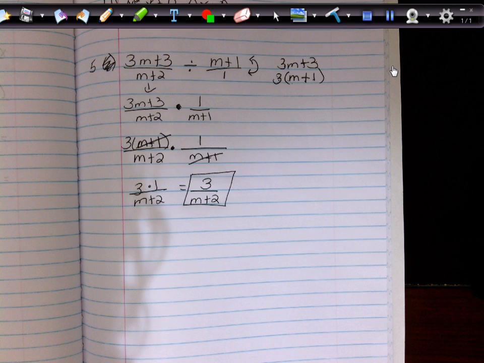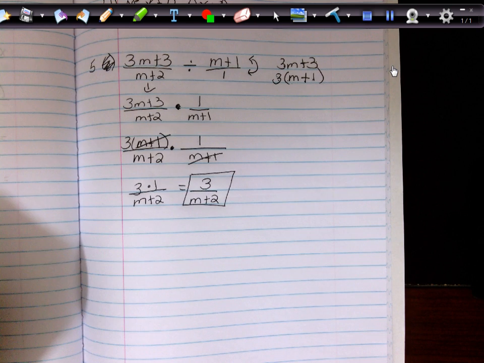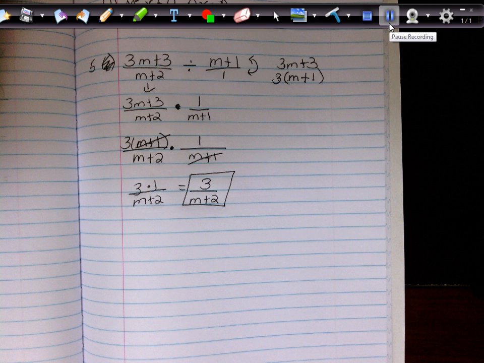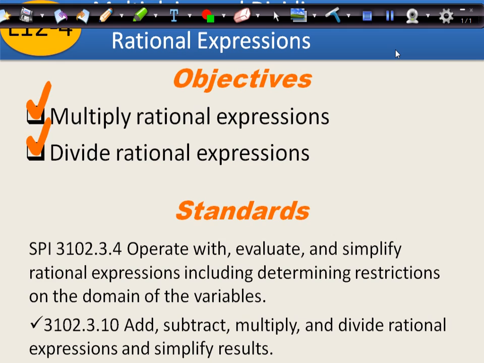Please make sure you have all of that written down before you move on. Alright, so there's your second objective, to divide rational expressions. So now you should know how to multiply, and then you should know how to divide by turning it into a multiplying rational expressions problem.